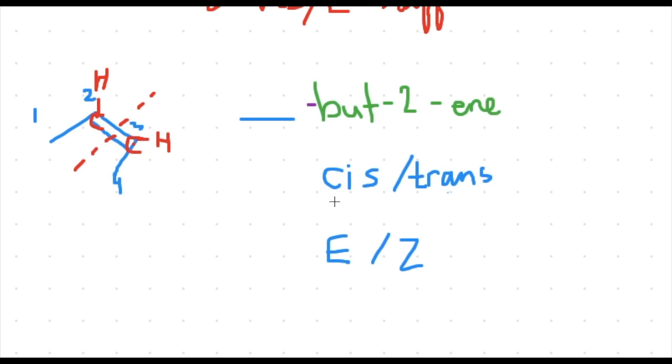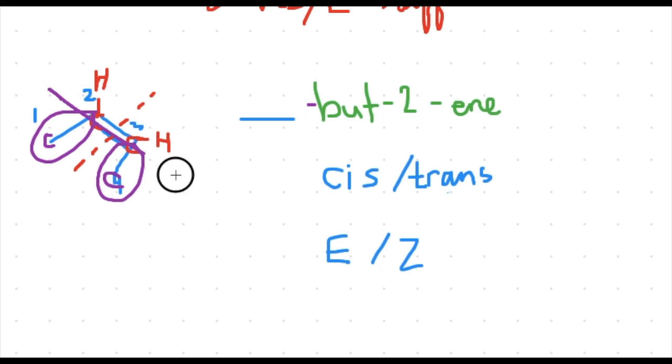Now, how do we know whether we are going to use cis or trans? So we need to check the priority of the 2 groups other than the groups in the double bond. So the 2 groups coming out of this carbon are carbon and hydrogen. Carbon is the higher priority because it has a higher atomic number on the periodic table. Same thing with this carbon here. This carbon number 4 has a higher priority than the hydrogen because it has a higher atomic number.